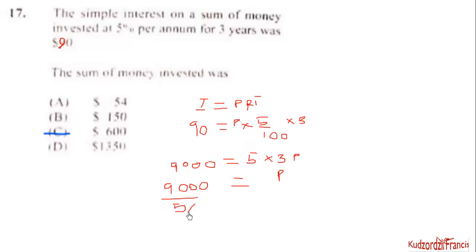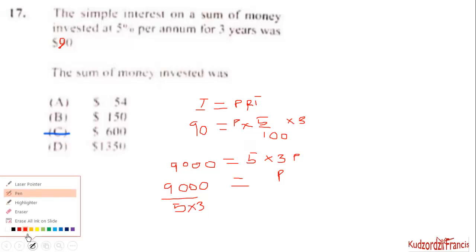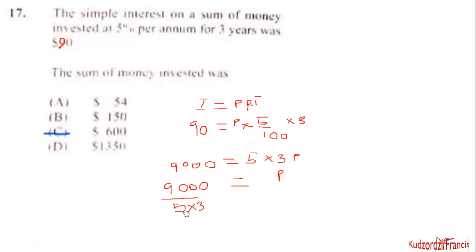We could have multiplied out, but that will make the calculation complicated. So let's simplify. We know 3 can go into 9 three times, and 5 will go into 30 six times. So we are left with 600. So the answer will be $600. The sum of money that is invested is $600. So correct.